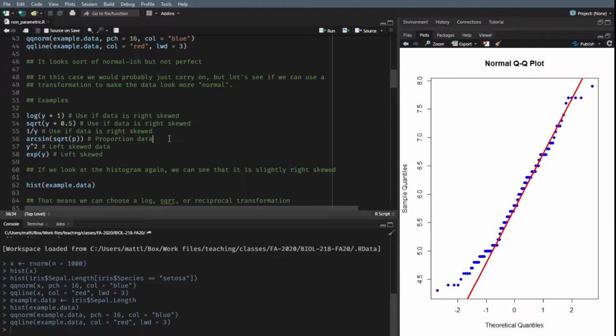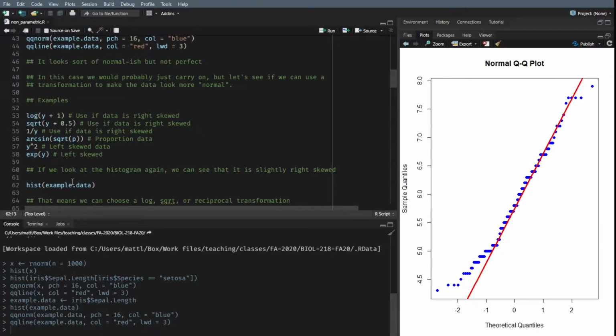If you are dealing with proportion data, which is not from a normal distribution, it's actually from a binomial distribution, you can do what's called an arcsine square root transformation. And that simply is you take the arcsine of the square root of your proportions. If your data is left skewed, you can do a y squared transformation, or you can do an exponential transformation where you take e and raise it to the power of y. And you do that in R by using the exp function.